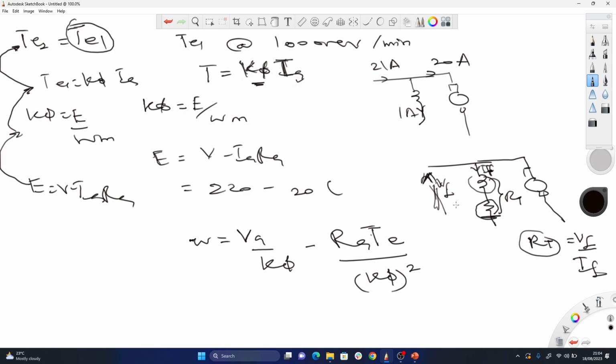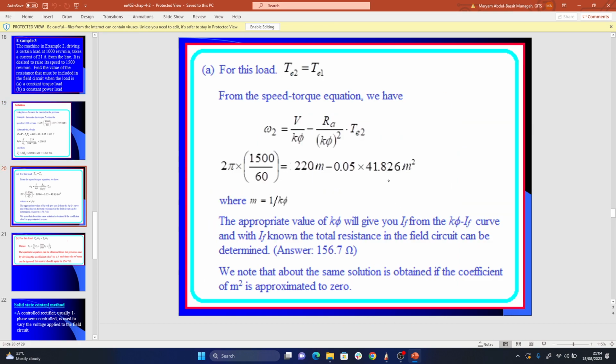That will make sense, right? We are still working with the same curve. So I'll find K phi against IF. I'll match K phi here to find the corresponding IF. I can do VF over IF to find R total and subtract the RF from R total to get the R external. So that's it. The proper value of K phi will give you IF from the K phi curve, and with IF known, the total resistance in the field can be determined. Once you have the total resistance, you can subtract the field resistance to get the external one to be added.